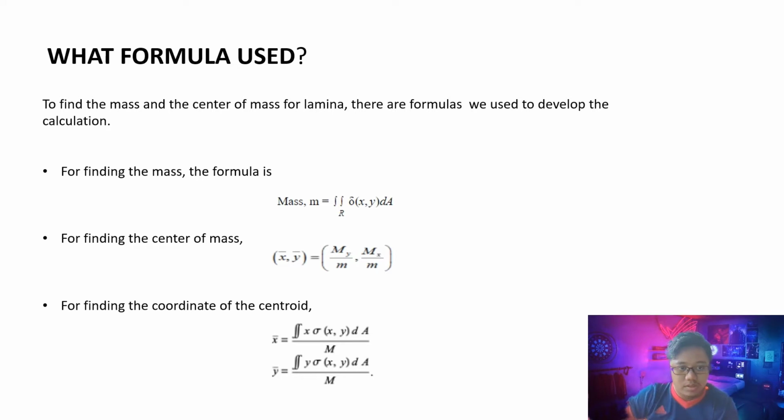Formulas used to find the mass and the center of mass for lamina. There are formulas we use to develop the calculation. The first formula is used to find the mass. The second formula is used to define the center of mass. The third formula is used to find the coordinates of the centroid.